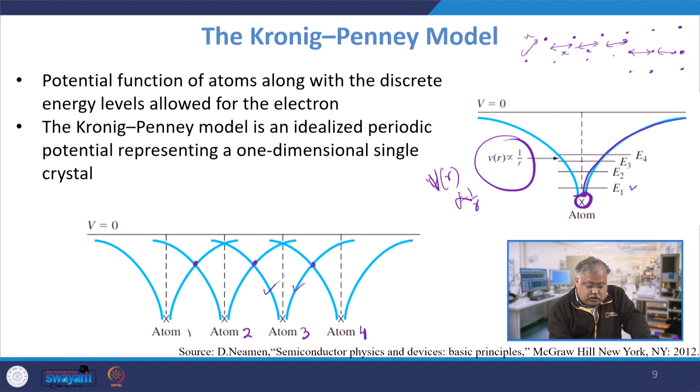These two potentials belong to atom number 3, this is for atom number 2, this is for atom number 1, and this is for atom number 4. It reaches a minimum near the nuclei of the atom and becomes a maximum away from the atom, and near the next atom it becomes maximum. So this is a potential diagram for the Kronig-Penney model.